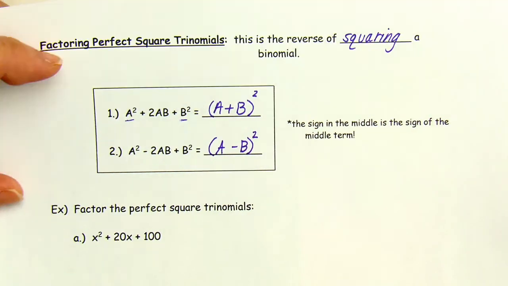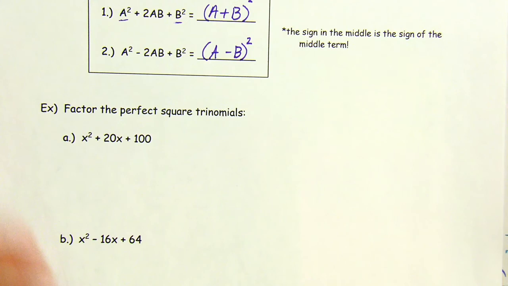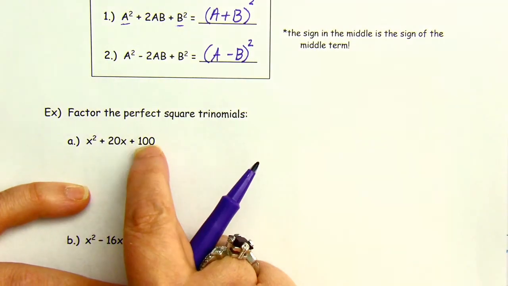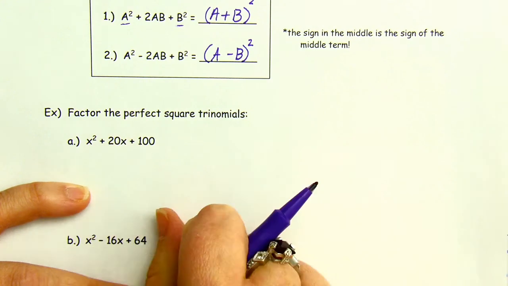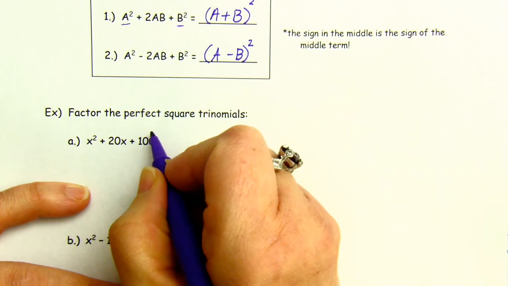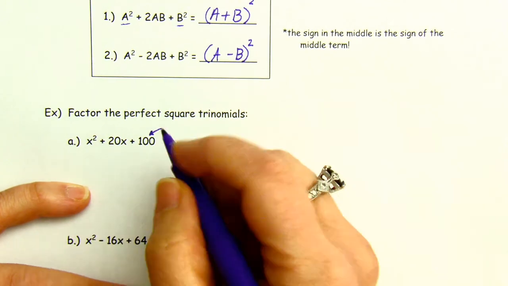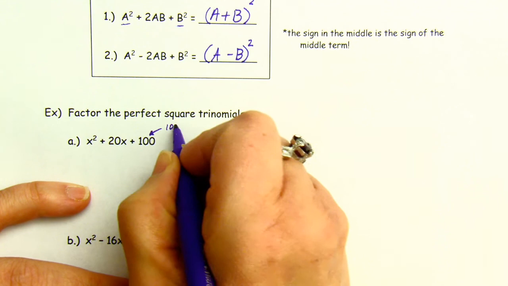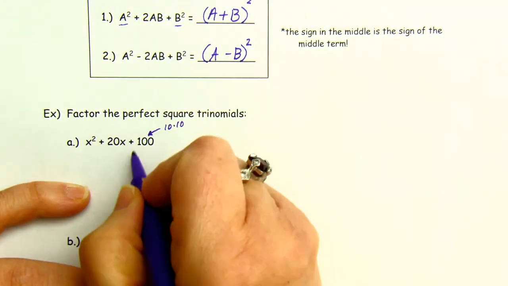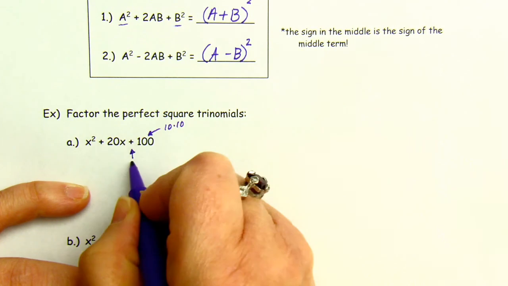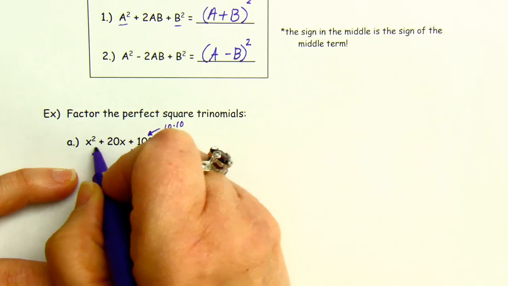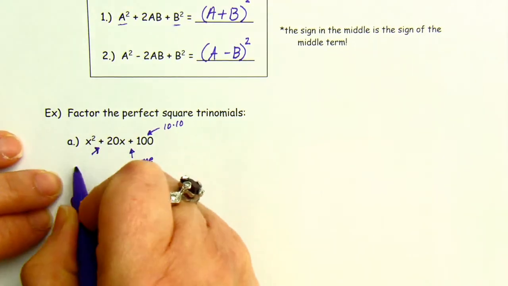All right, let's take a look. Factor the perfect square trinomials. I need two numbers that multiply to 100. Then when I add them, give me a 20. Well, I know 10 times 10 is 100. Okay? 10 times 10. And when I add 10 and 10, I get 20. This means the signs are the same. And I'm going to add products. This tells me that the signs are both plus.